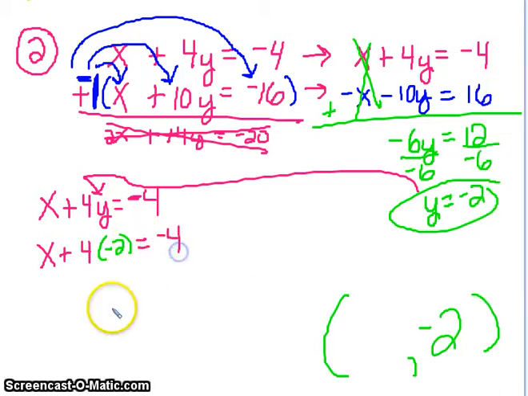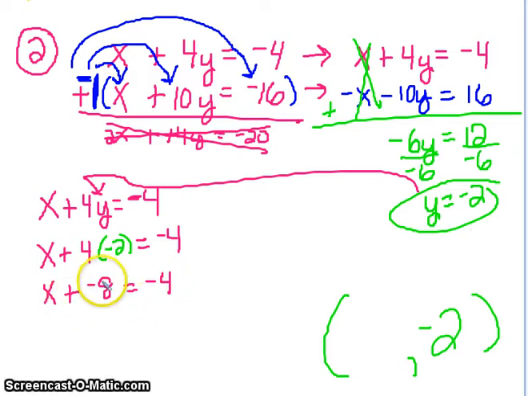And it's still equal to negative 4. x plus, and 4 times negative 2 is negative 8, equals negative 4. And you can look at this a couple of different ways. I know we talked about this in my e-block the other day.